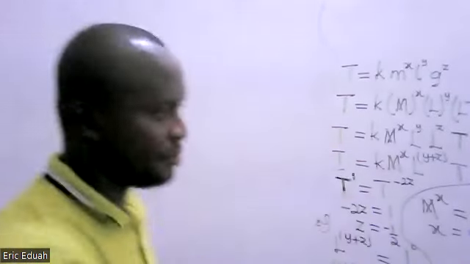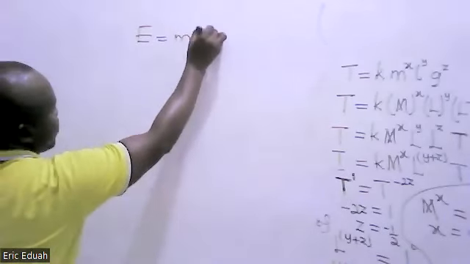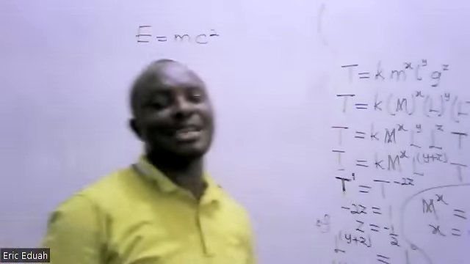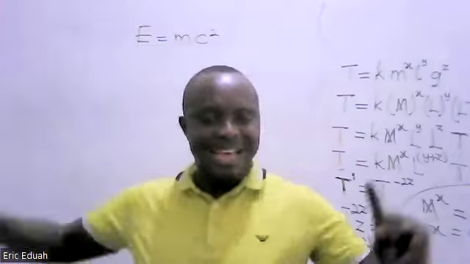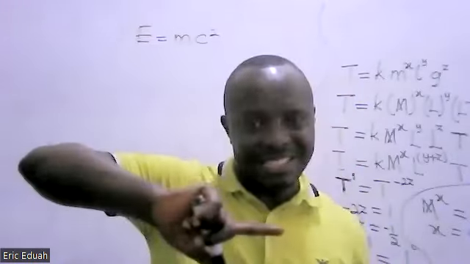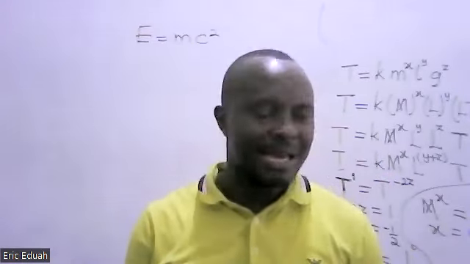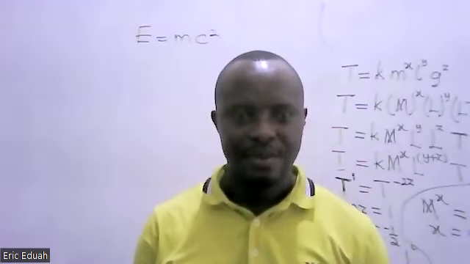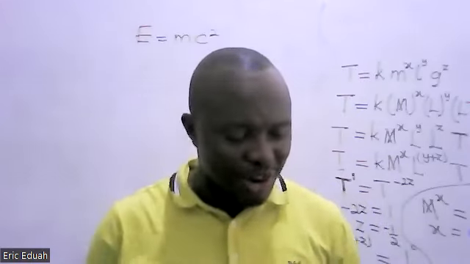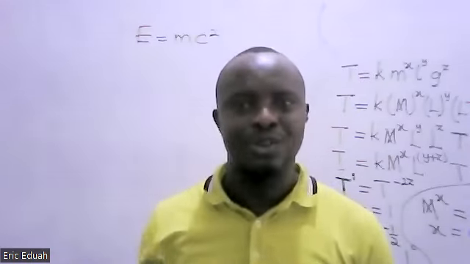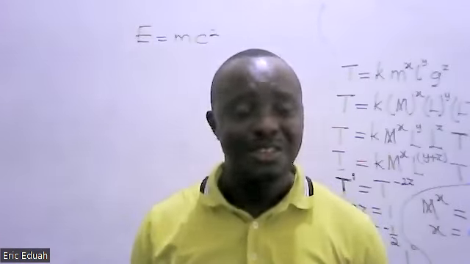E is equal to MC squared. This is a powerful equation in physics. We call this equation Einstein's mass energy equation, named after Albert Einstein. If you got E is equal to MC squared, in fact, you can be smiling to the bank. You are more than correct.